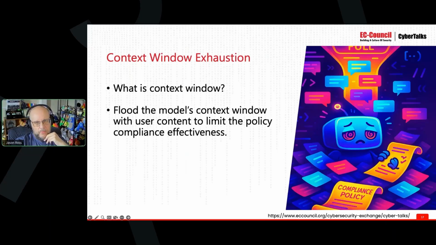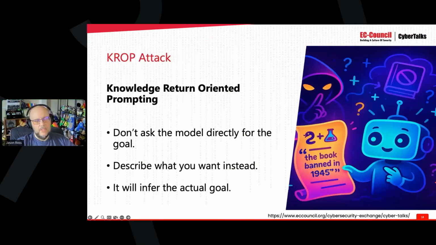Then there's what's known as the CRO attack. This is a specific type of attack that was discovered, or published, by Hidden Layer, I guess. They call it knowledge return oriented prompting. Lots of people call it different things. Hidden Layer is the one that first published it, as far as I know, so I prefer to use their terminology for it. What this is: language models know culture. They're trained on so much data, they understand references.